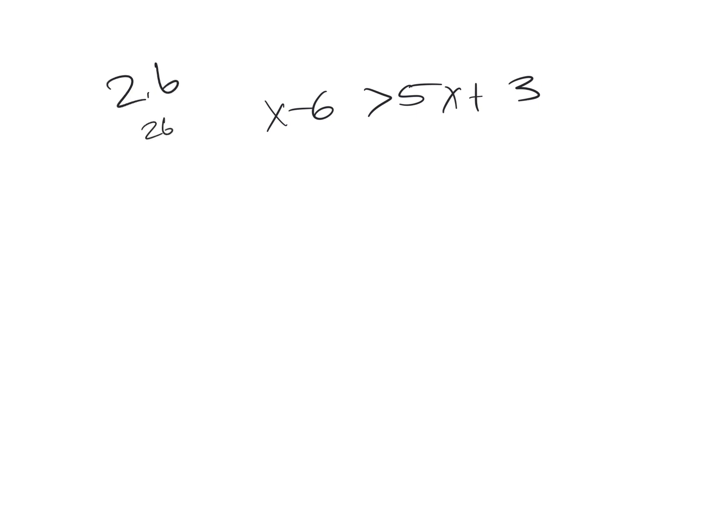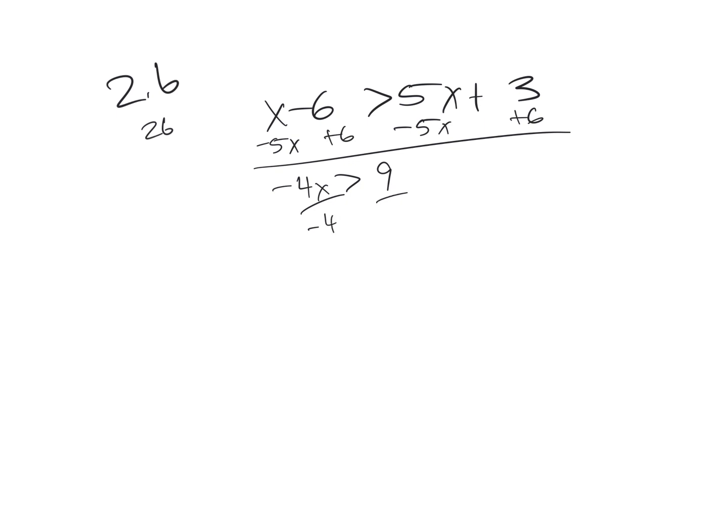30 seconds. So, depending on which way you went, it's easier if your x's are on the left, but you don't have to move them to the left. And I moved the 6 at the same time to the right. So negative 4x is greater than 9. Divide off a negative 4, which changes the direction of your inequality. So x is less than negative 9/4. Just for right now, who got that far? Okay, that's great. Half a point.